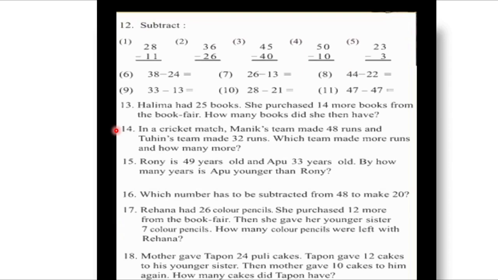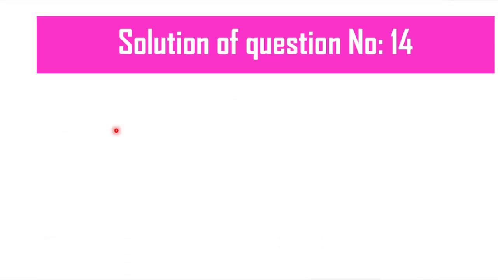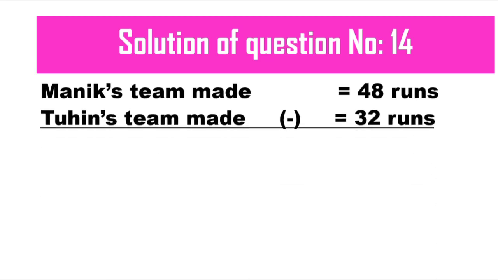So how can we solve this question? Let's go to the board and try to solve question number 14. Dear students, you can see the solution of question number 14. In the first line of this math, you should write Manik's team made 48 runs, and in the next line you should write Tuhin's team made 32 runs.